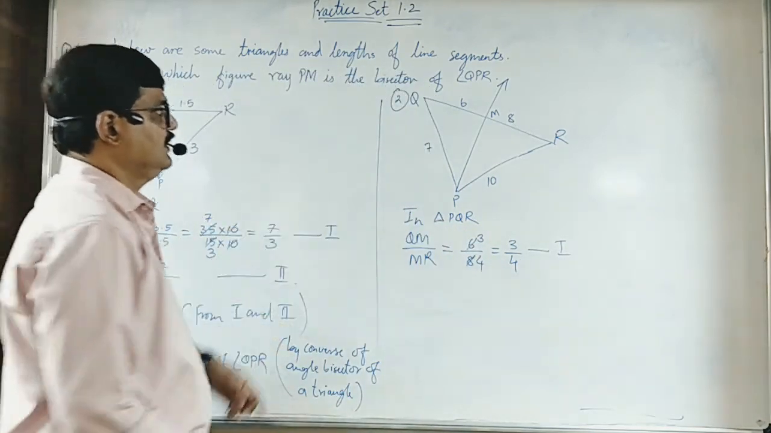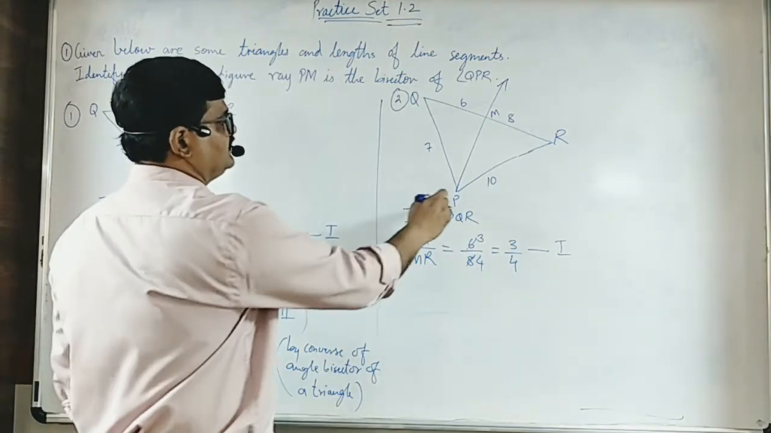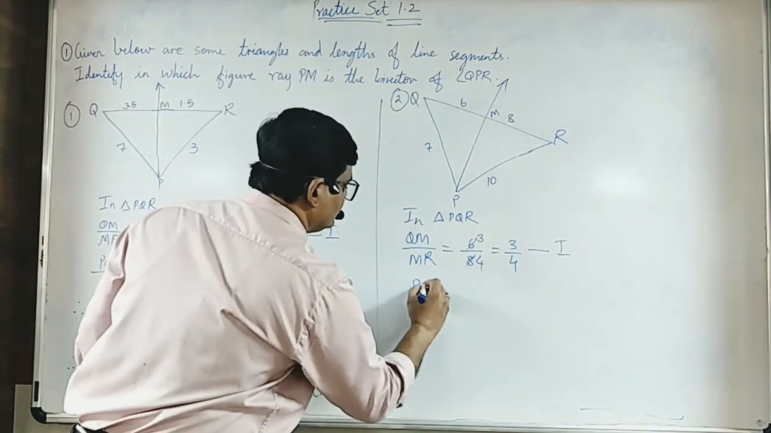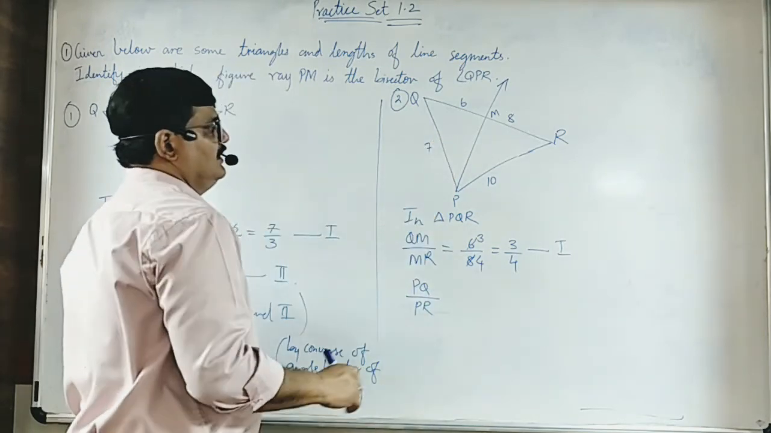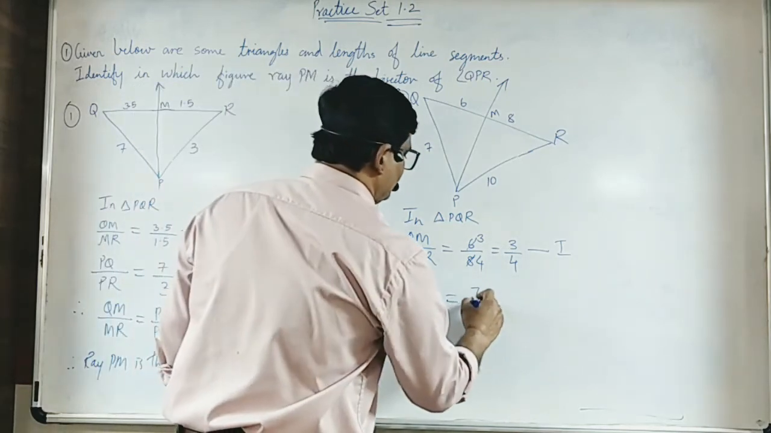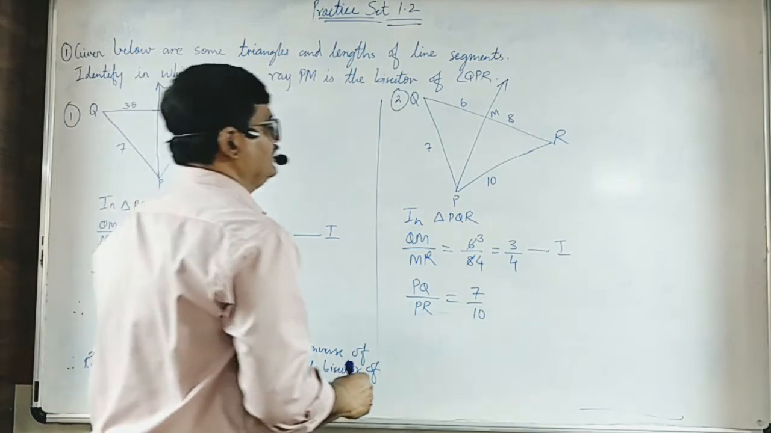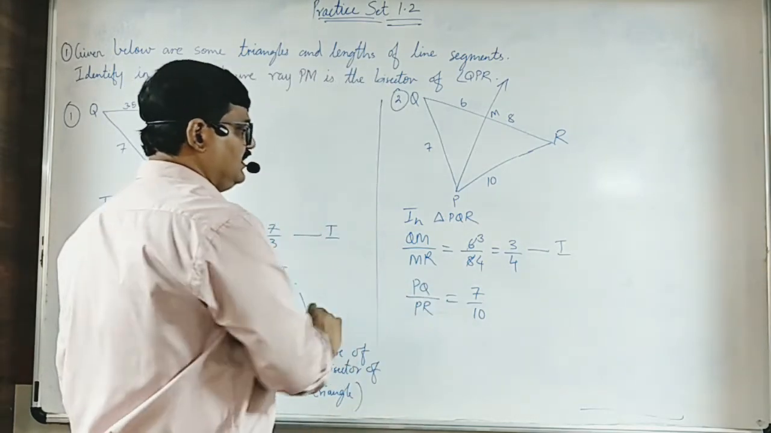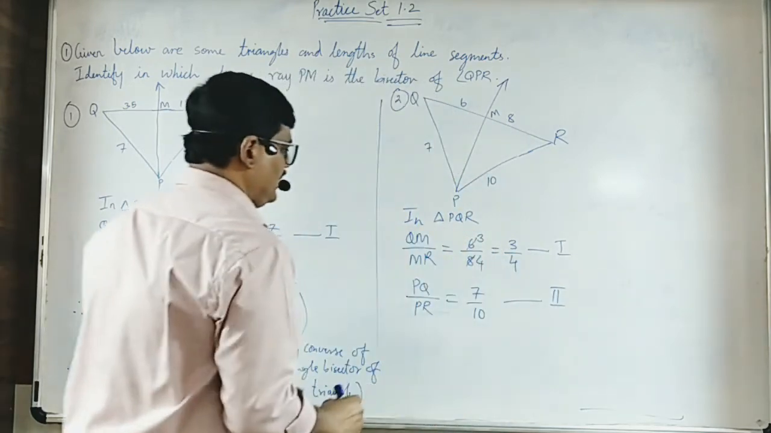Now I got QM upon MR as 3 upon 4. Now I check the ratio of PQ upon PR. PQ upon PR is equal to 7 upon 10. PQ is 7 and PR is 10. So with 7 and 10, is cancellation possible? No, it is not possible over here. So it will remain as it is.